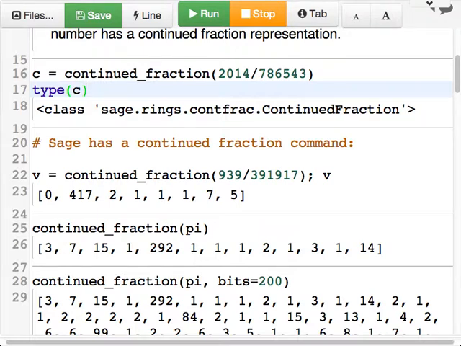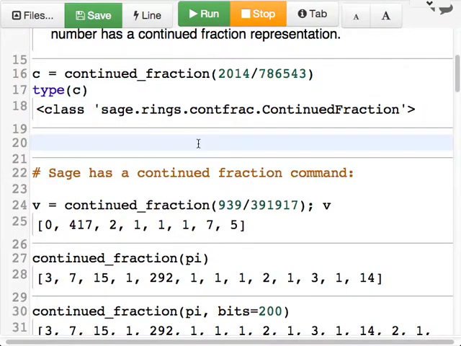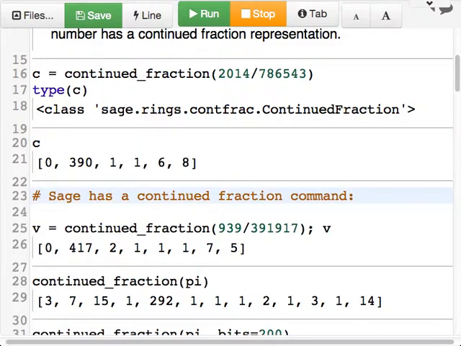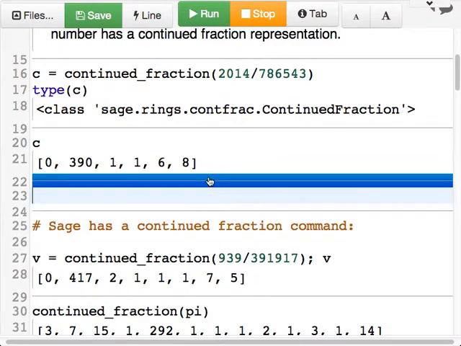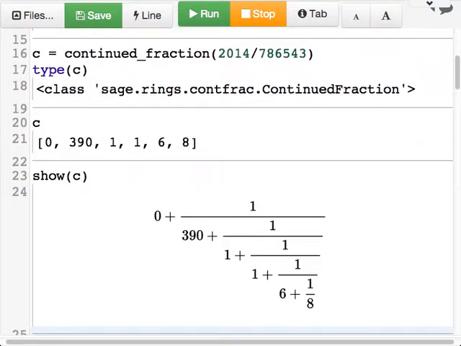And that's a certain Python class, and you can do various things with it. If you just print it out like that, it shows you the numbers A0, A1, A2, A3, A4, A5. There's another thing you can do. If you do show of this thing, it gives you back the continued fraction written out as a fraction.